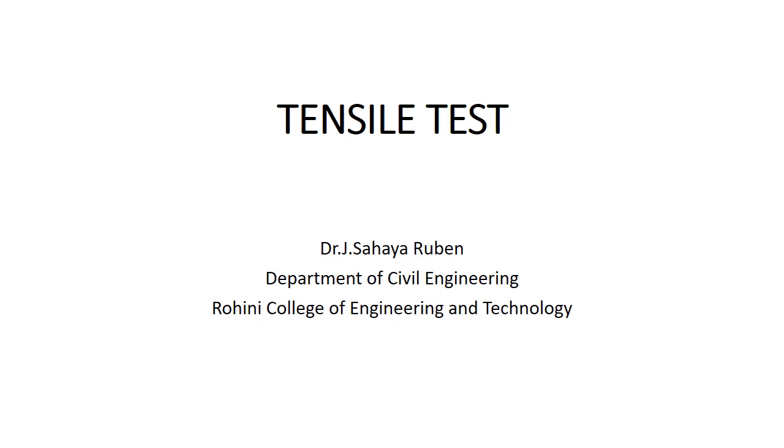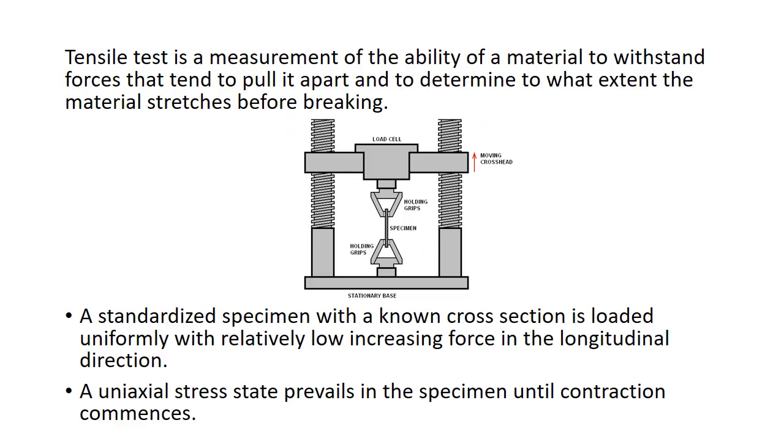Tensile test is a measurement of the ability of a material to withstand forces that tend to pull it apart and to determine the extent the material stretches before breaking. Tensile modulus, an indication of the relative stiffness of the material, can be determined from the stress strain diagram. The tension test is the most common method for determining the mechanical properties of material, such as strength, ductility, toughness, elastic modulus, and strain hardening capability.